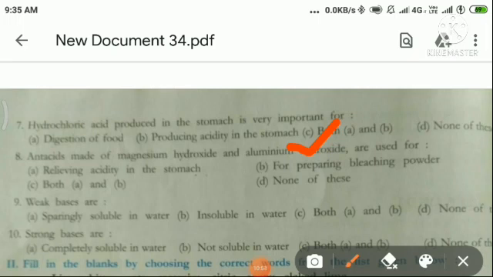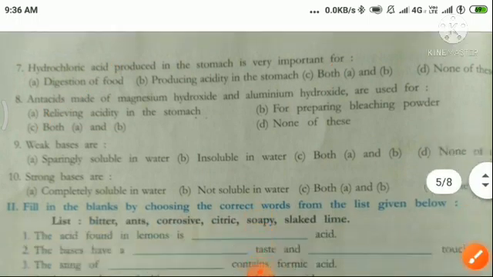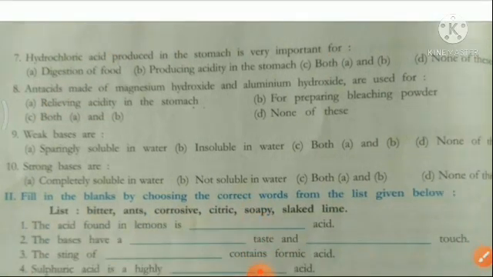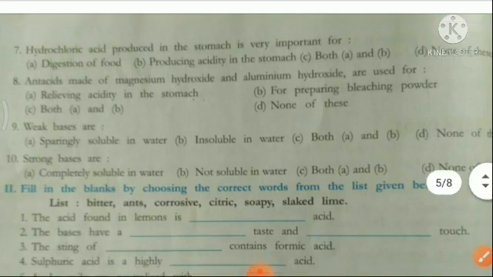Next, antacids are made up of magnesium hydroxide and aluminum hydroxide, and are used for, as we all know, option A, relieving acidity in the stomach. Questions 7 and 8 we have already learned in our last video.